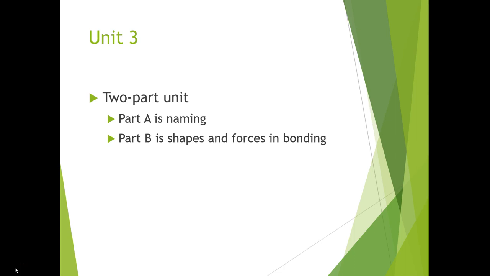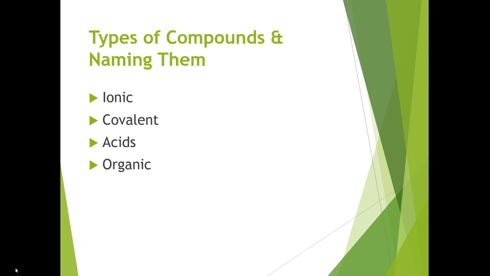We'll have the first part, which we consider Part A, and that's going to be naming or nomenclature, so all the different ways to name and write the formulas for the various different compounds. And then Part B, we'll look at the forces and shapes that result from bonding of different elements.